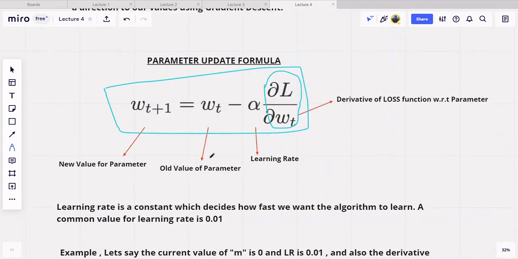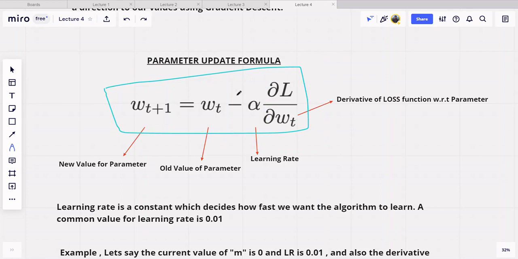Now this is the updation rule. We use this rule to update parameters in machine learning. This is not specific to linear regression. This formula is a universal formula which we use in almost all machine learning algorithms, even in neural networks.